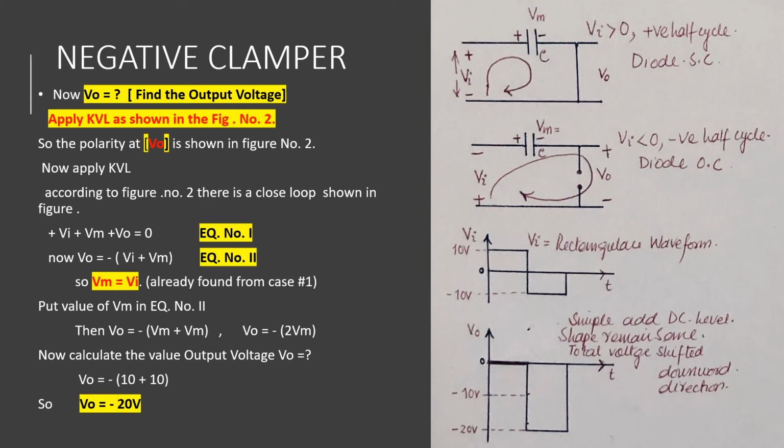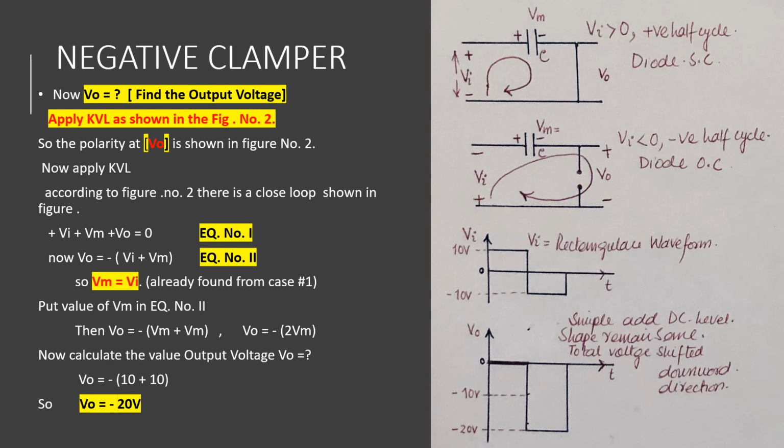Now we solve equation number 1. From equation number 1, Vout is equal to minus Vi plus Vm. This is equation number 2. We already know from the previous case that Vm is equal to Vi, already found from case number 1. So we put the value of Vm in equation number 2. Then Vout is equal to minus 2Vm. Now calculate the value of the output voltage Vout.